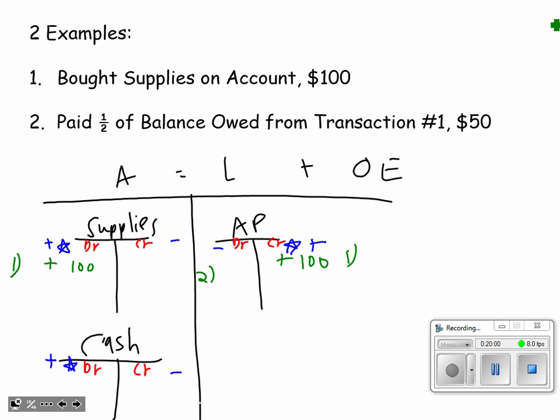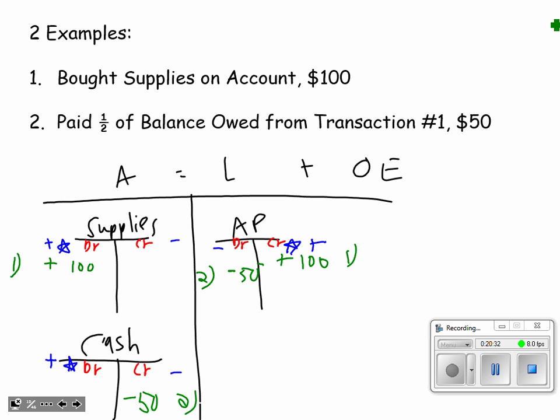So in number 2, we paid half our bill. So we debited AP. We're going to put a minus there. If that's the debit, what does the other part have to be? And how do we pay? So I'm just going to put it in. I see a minus there. Lo and behold, it works. That's number 2.